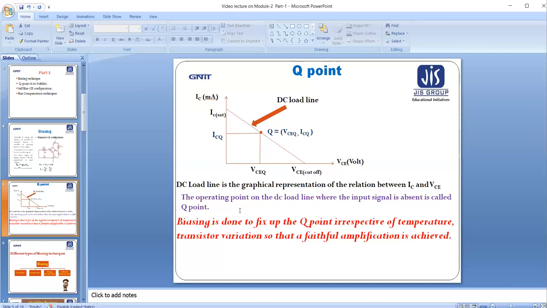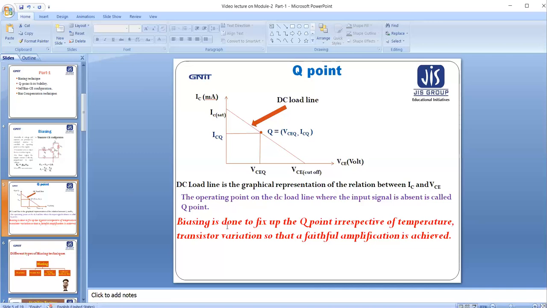The operating point on the DC load line where the input signal is absent is called the Q point. So the Q point is such an operating point where the input signal is absent. Q stands for quiescent, meaning calm and quiet, meaning no excitation is present. So AC means excitation because it is fluctuating in nature. So in the absence of AC, it becomes a calm or quiet point.